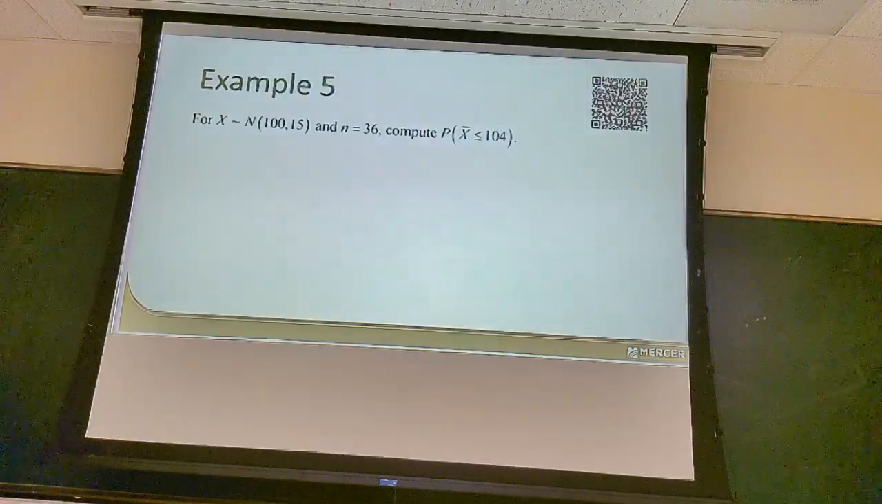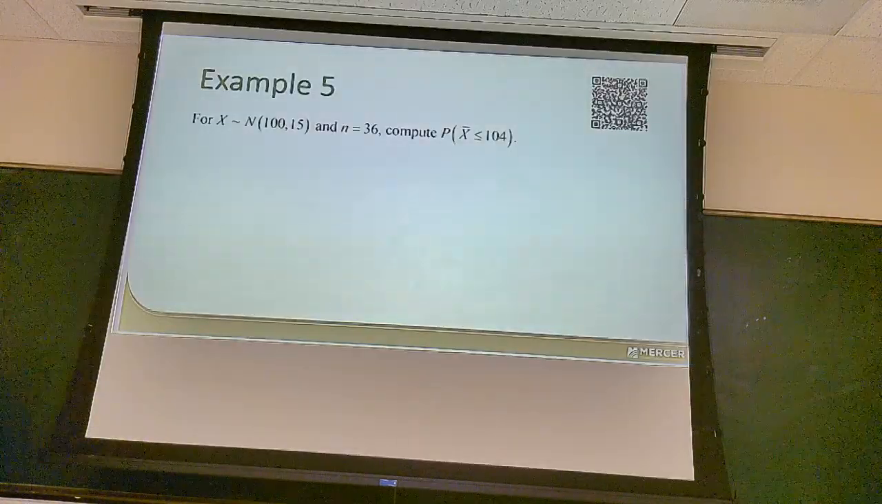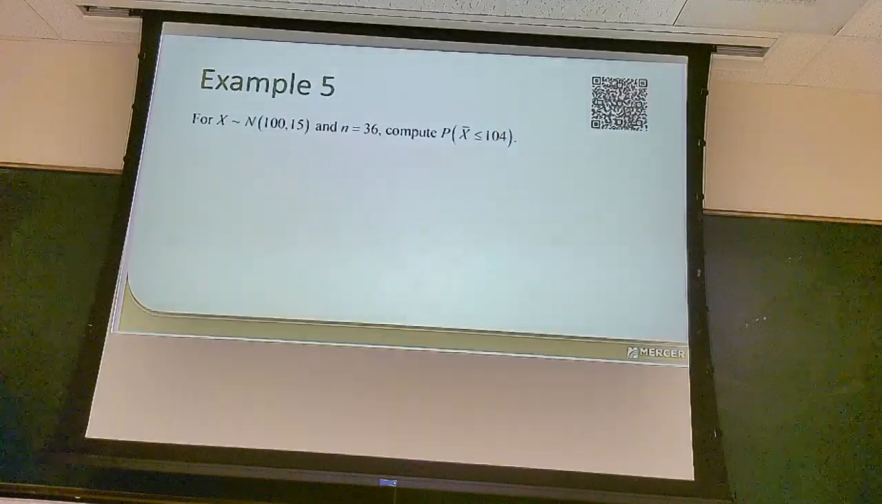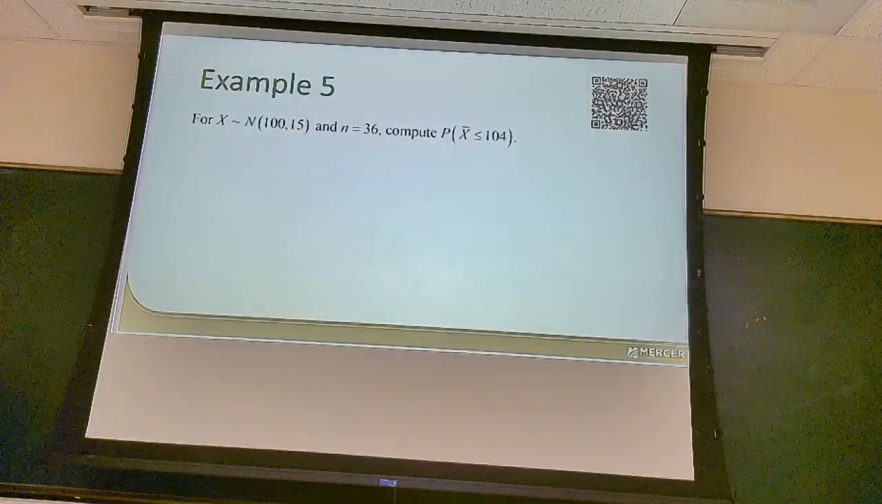X is normally distributed. Mean 100, standard deviation of 15. Sample size of 36 is being used. Compute the probability that X bar is less than or equal to 104. I shouldn't do this totally with Excel.